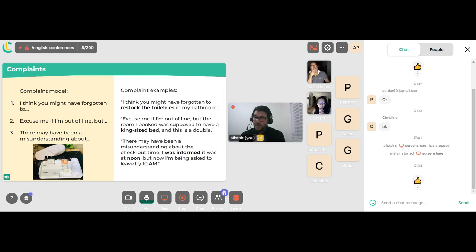Okay. Now, let's have a look at complaint model 3. There may have been a misunderstanding about. Again, this complaint model is giving you the opportunity to use that language in response to the complaint. They're all very polite complaint models. The example could be, there may have been a misunderstanding about the checkout time. I was informed it was at noon, but now I'm being asked to leave by 10 a.m.